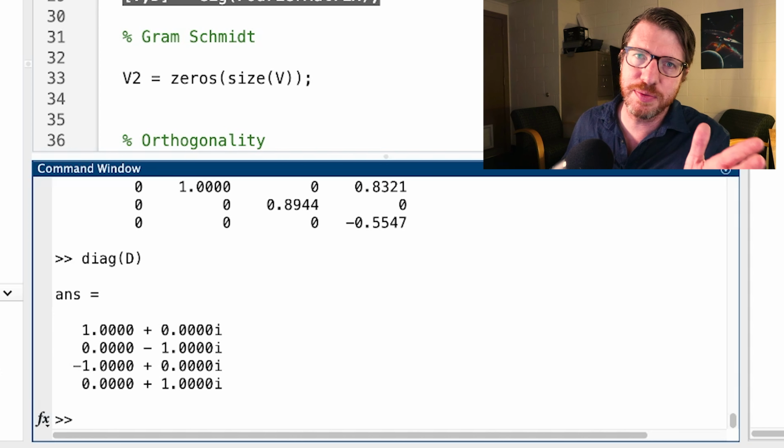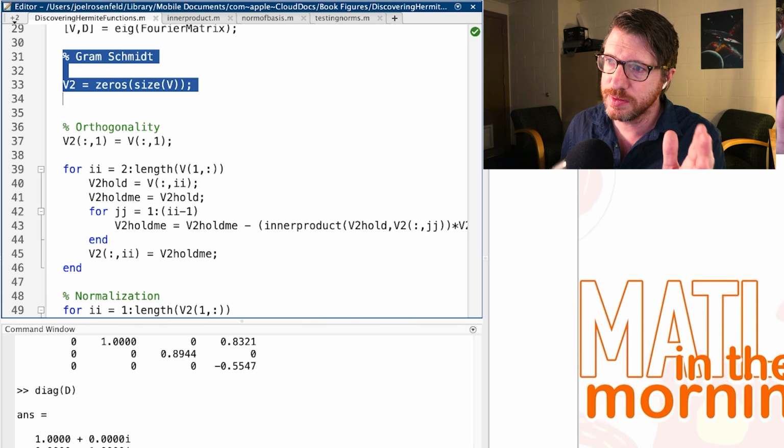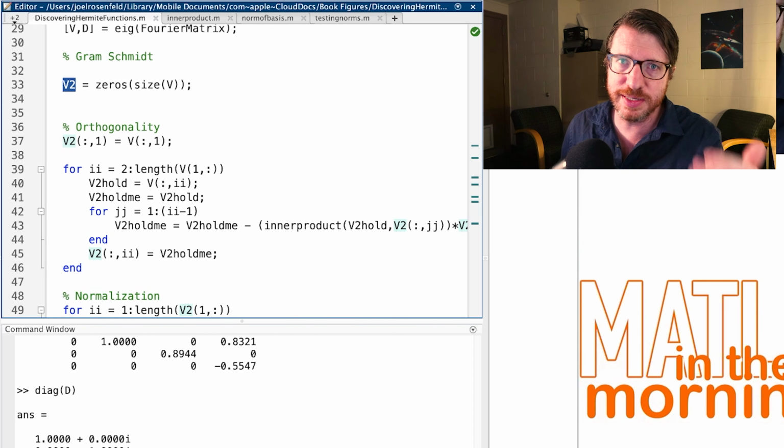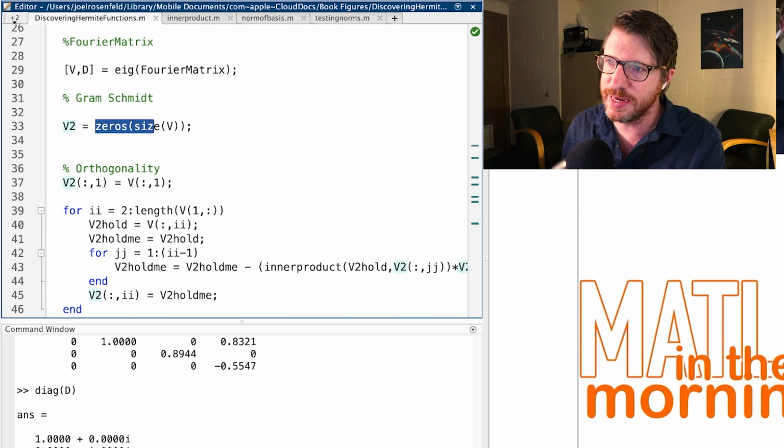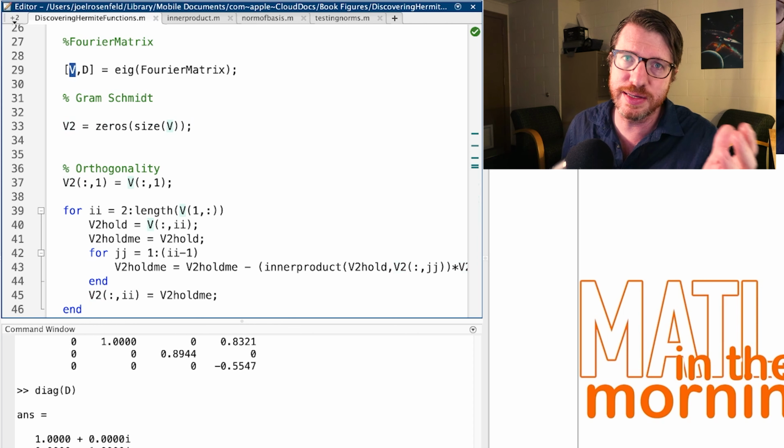So now the next step is to do the Gram-Schmidt process. We need to take these eigenvectors and their corresponding eigenfunctions, and we want to spit out an orthonormal basis of eigenfunctions for the Fourier transform. Here, this V2 is going to be the set of orthogonal eigenvectors that we have throughout this process. And right now I just set it as a bunch of zeros, the same size as this matrix V. V is our set of eigenvectors that we found numerically.